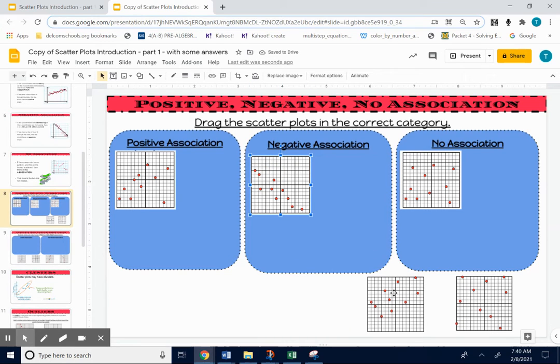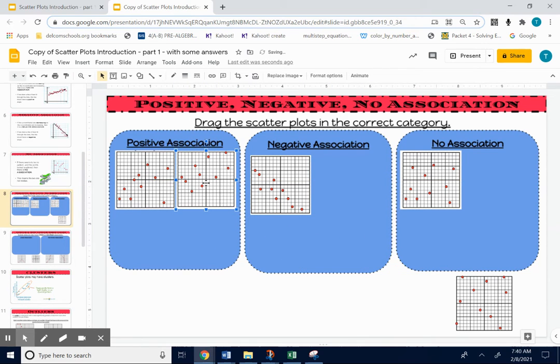Okay, this fourth one is going up. The points are going up from left to right. That's another positive association. And this last one, there's really no relationship at all. They're just everywhere. So that would be no association.